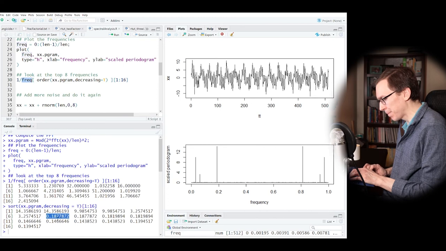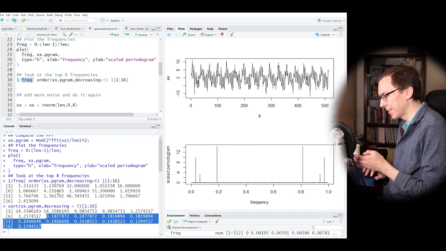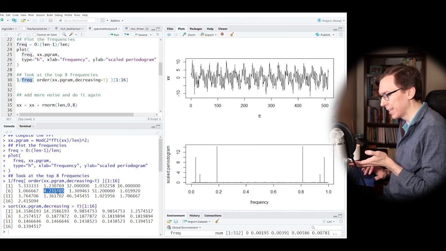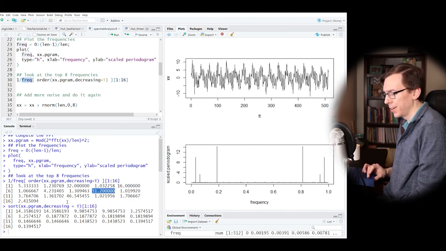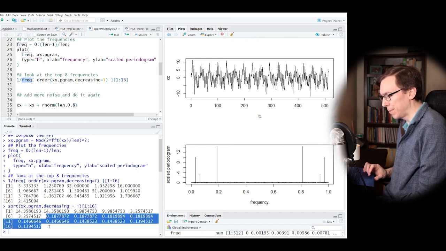And then after that, the rest of these are all pretty negligible. There are more frequencies that come in, like 4.2 and 51.2, but those are quite negligible as they correspond to very small values in the periodogram.